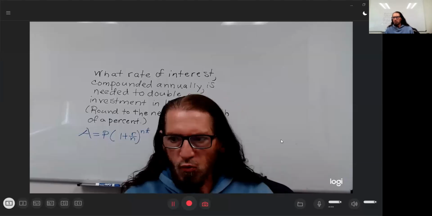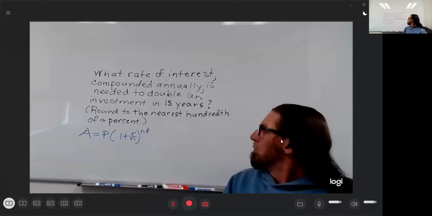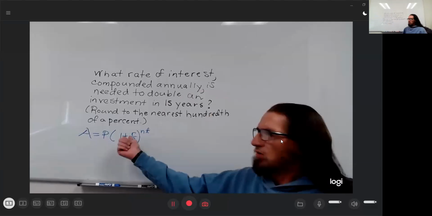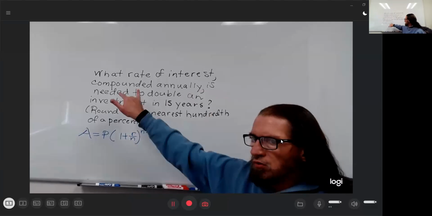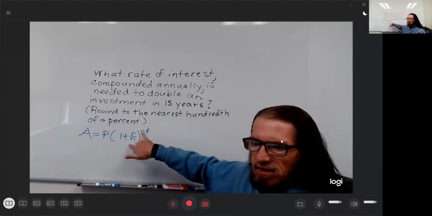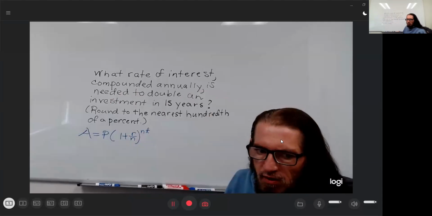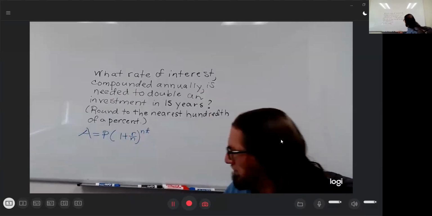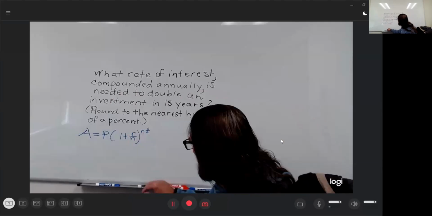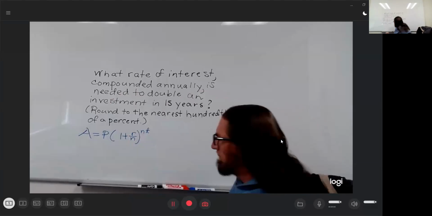Here's one more application regarding compound interest. What will be the rate of interest R needed if you're going to compound annually, which means that N is going to be one time per year, in order to get the investment to double in 15 years? So we are being given that N is 1, T is 15.